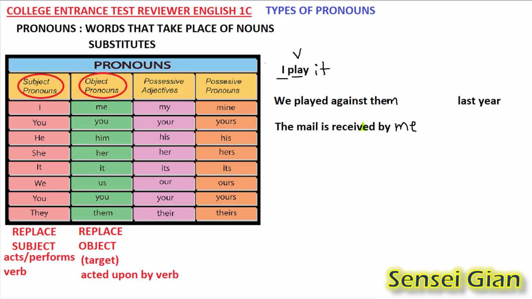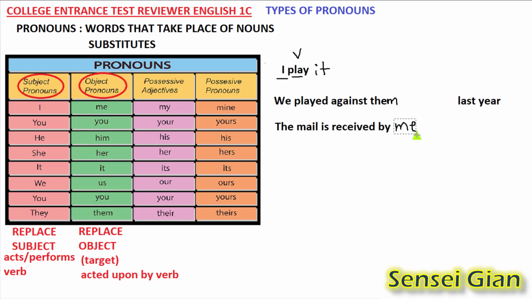If you are the target, again, let me say this clearly: use "me" if you are the target. You're the one who received the mail. So the mail here is the subject, received is the verb, and me, you're the target of the mail. So that is how to use object pronouns.